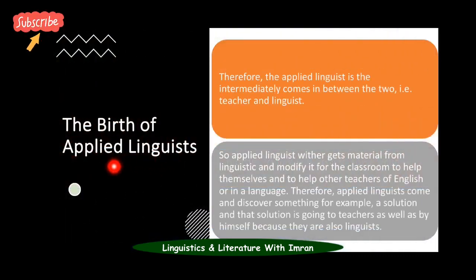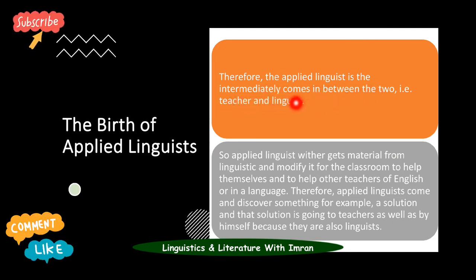We continue the birth of applied linguistics. Therefore, applied linguistics comes in between the two, teachers and linguists. So on the one hand, we have teachers, on the other hand, we have linguists, and in the middle, we have applied linguists. So applied linguists are both. They are teachers also, and they are linguists also. So linguists are not teachers. Teachers are not linguists, but applied linguists are teachers also, and they are linguists also. So this is the birth of applied linguistics.